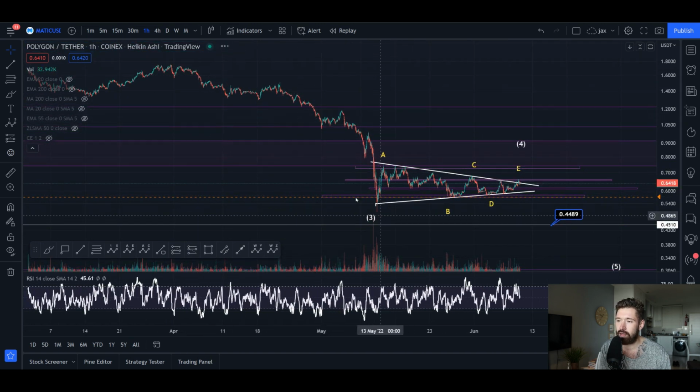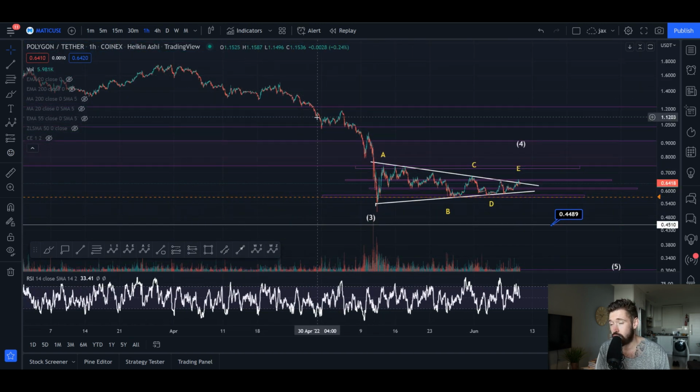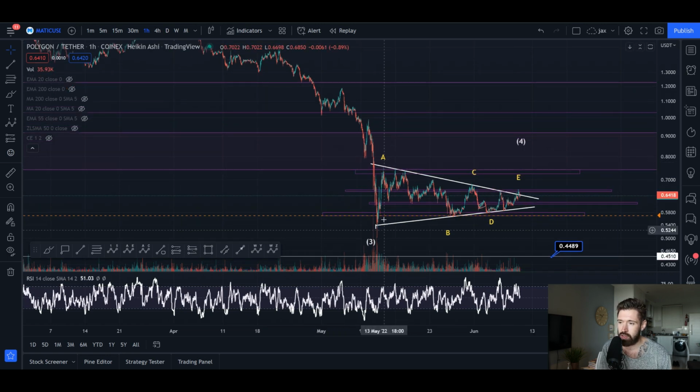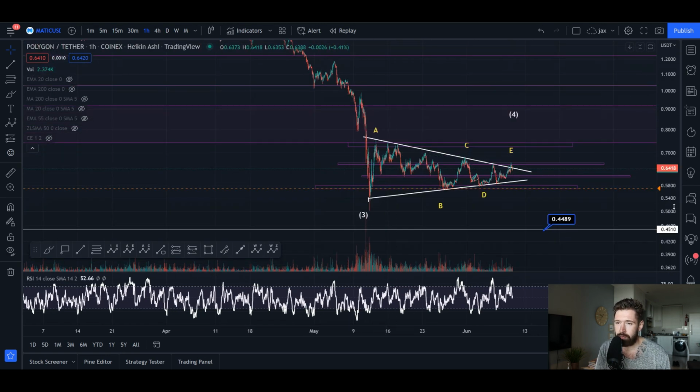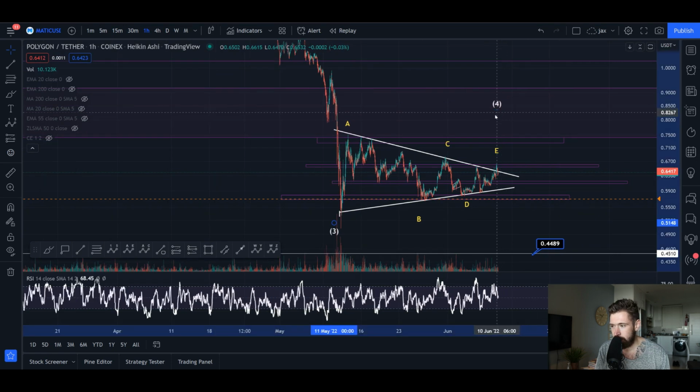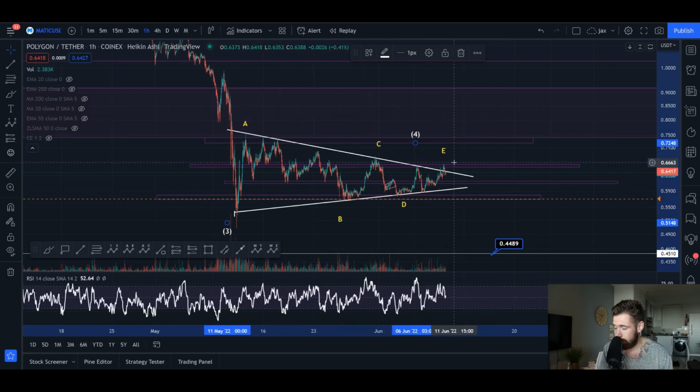So you have impulsive wave 3, which is much easier to trade. And then you have your corrective wave 4, which is extremely choppy and much more difficult to trade. A lot of analysts will even tell you not to trade the wave 4, as you can easily get wrecked trying to trade the consolidation.